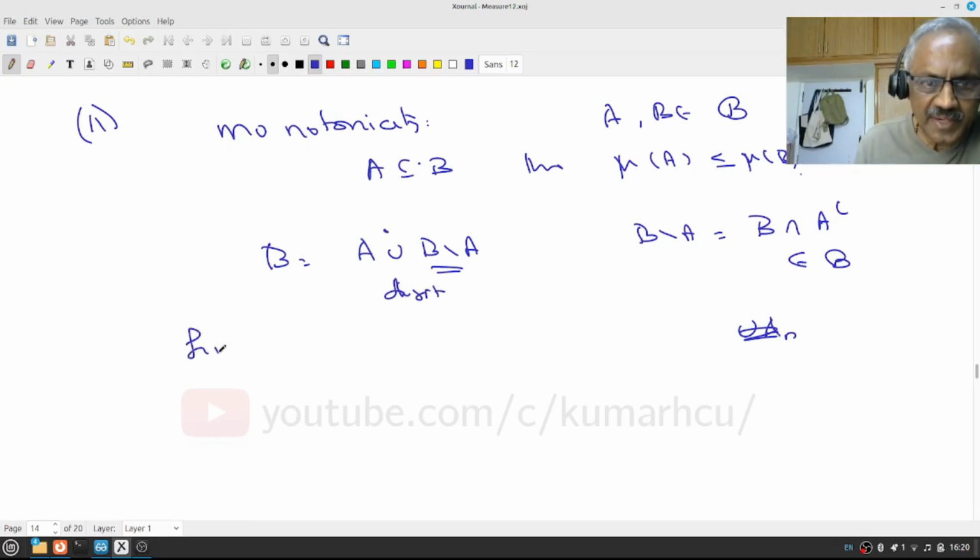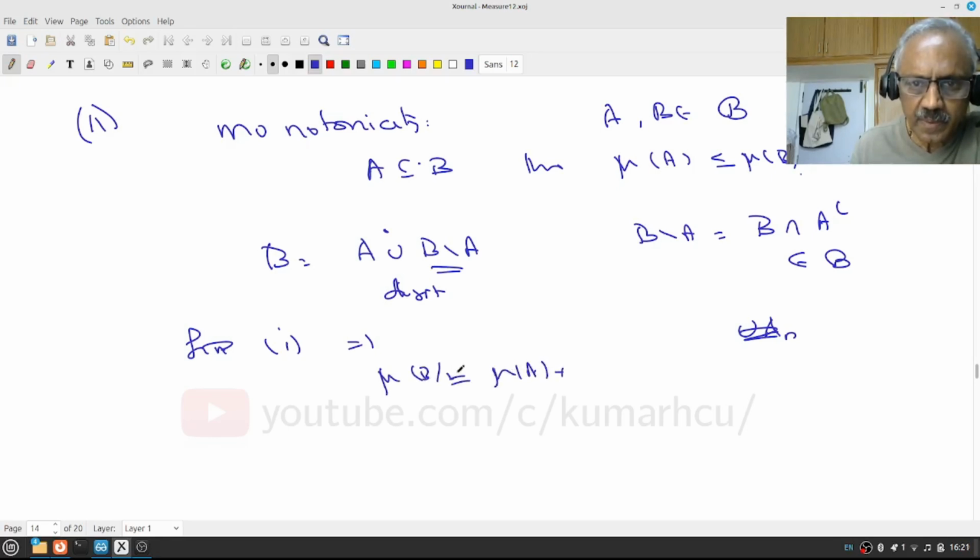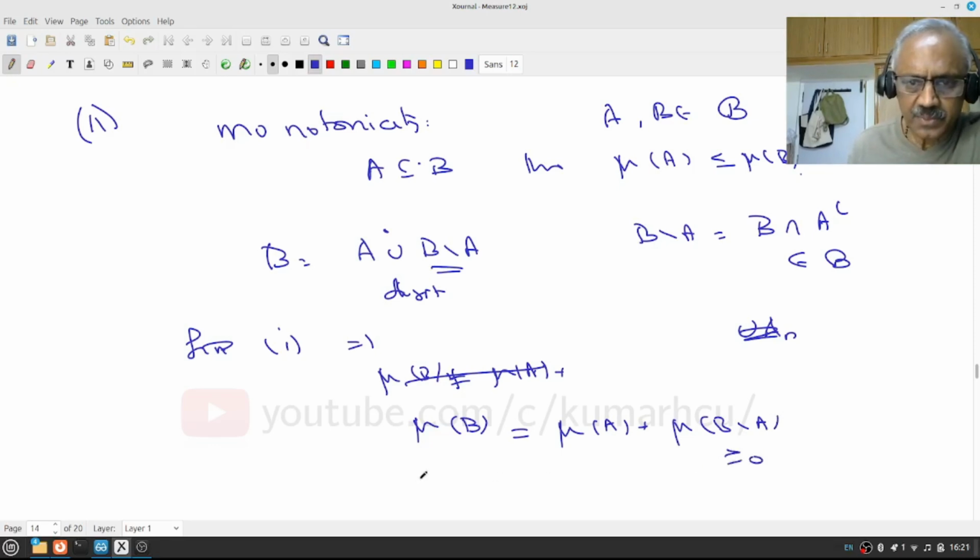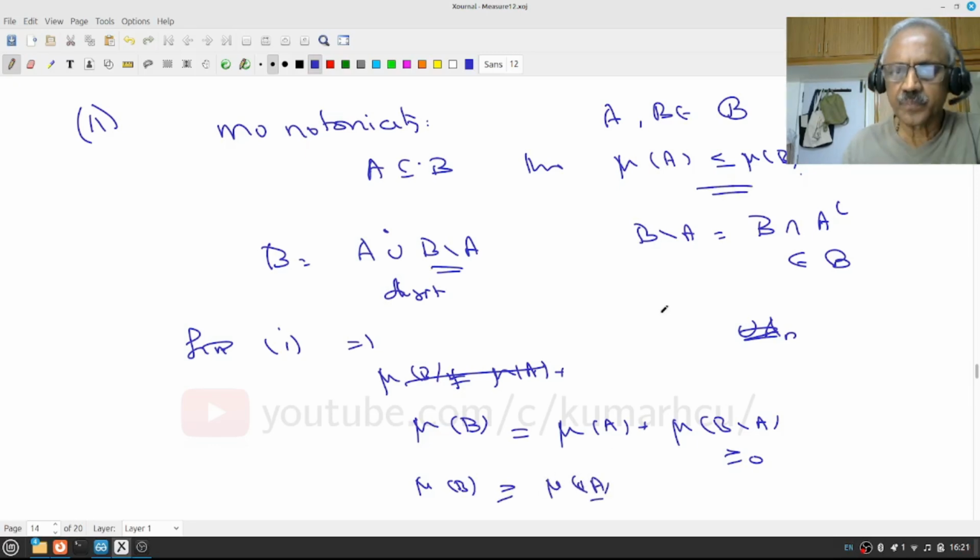Therefore by finite additivity, that is by 1, mu of B equals mu of A plus mu of B minus A. Now notice that this is non-negative. Therefore mu of B is greater than or equal to mu of A. So this is what we prove.